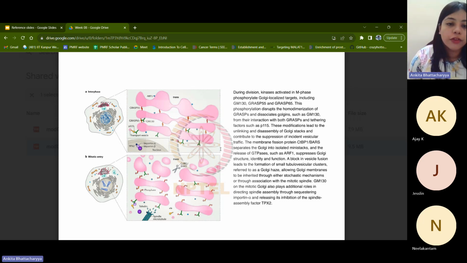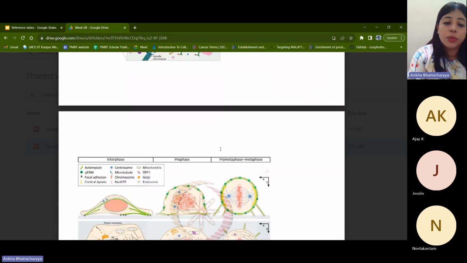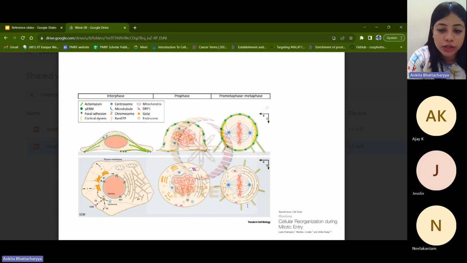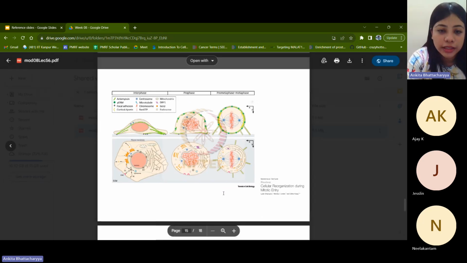Next comes the Golgi. For the Golgi, we are seeing that there is disassembly of the Golgi stacks, and there is formation of something known as a Golgi haze, and one of the major contributors to this process is CtBP1/BARS, which is a membrane fission protein. By fission, you obviously understand it is breakdown. It is breaking down the membrane and forming these mini stacks, and it is releasing certain enzymes which are suppressing the Golgi identity, structure, and function. All of this would be reassembled after the process of mitosis has actually completed.